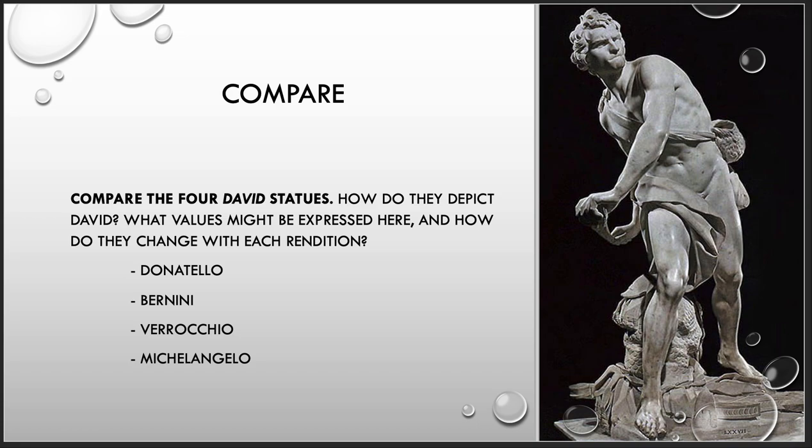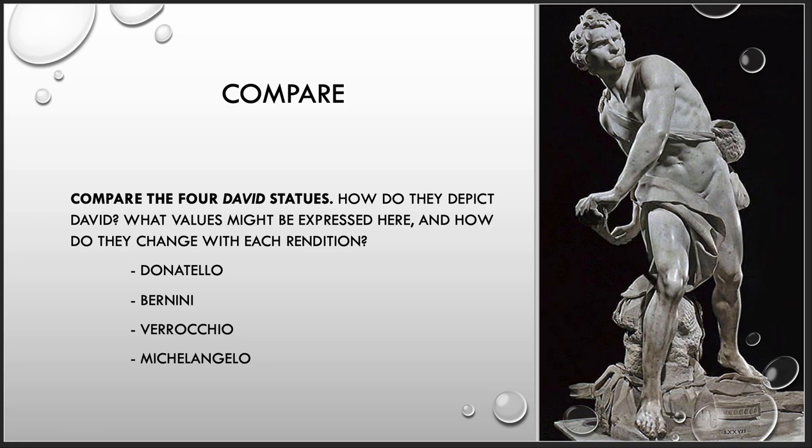This one here is Bernini. This was done in the Baroque period, which we'll talk a little bit about when we get to architecture. But the Baroque is very much characterized by exuberance. It's very over the top. It's heavy on emotion and motion. And so you can definitely see that in this sculpture.